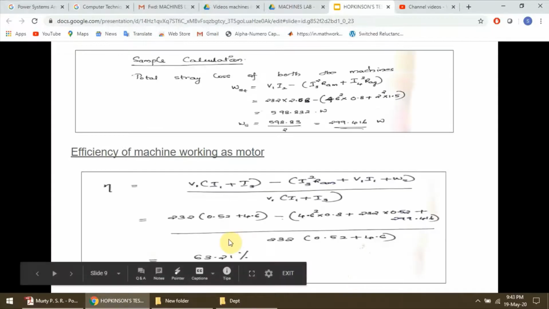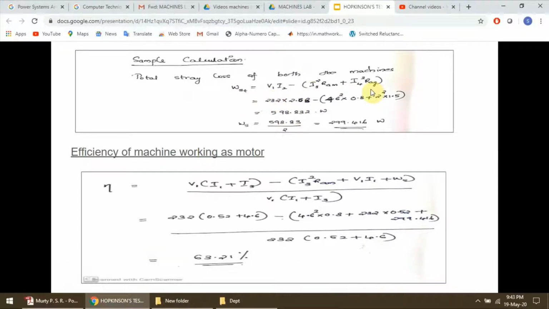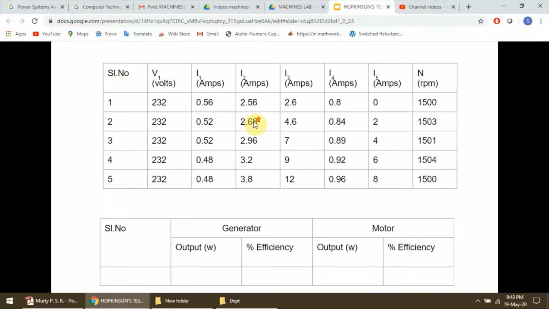Okay. So now these are the sample calculations. For the first calculation, we have calculated the stray loss or no load rotational loss of each machine. So this is the power input for motoring action, which is V1 into I2. Only for motoring action, what is the power input? For that we exclude the field copper loss or field current input. So we get V1 into I2. That is being supplied from the DC supply.